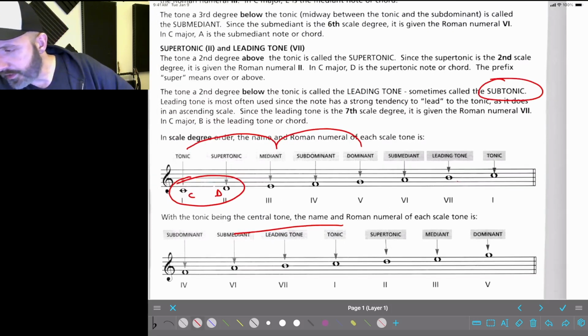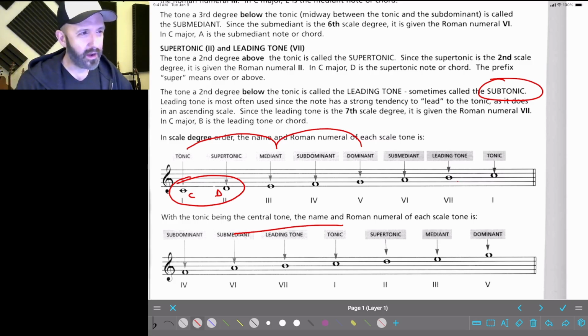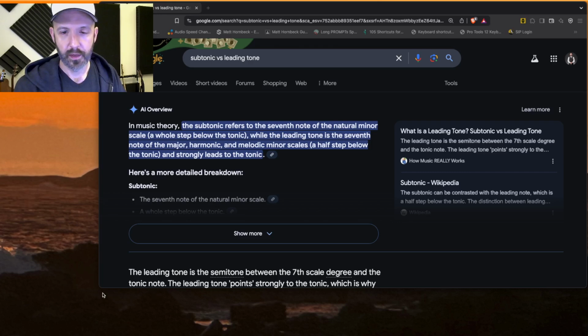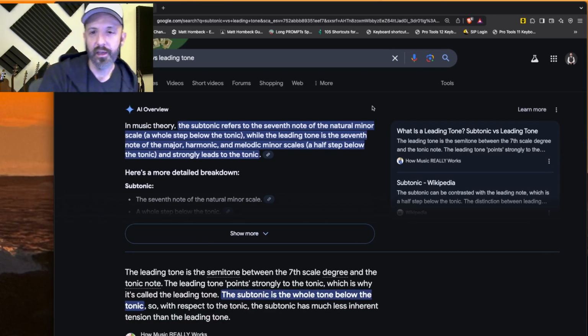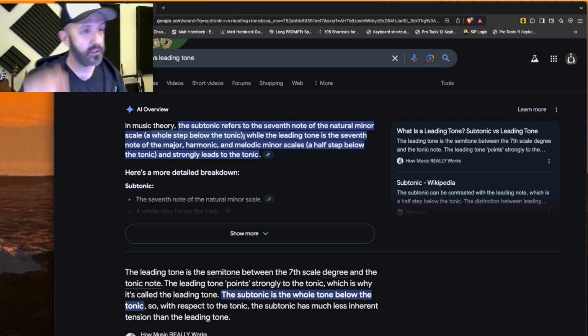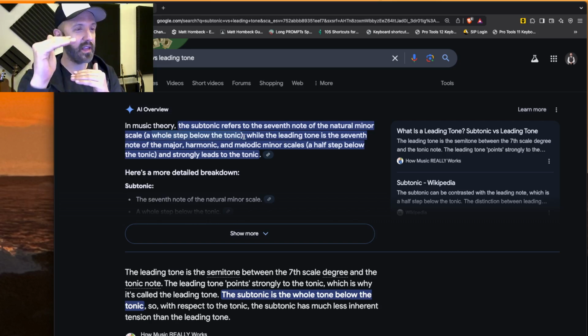Leading tone is most often used since the note has a strong tendency to lead to the tonic, as it does. All right, let me clarify that. Maybe they're saying subtonic is the same as a half step. Let me double check. According to my Google research, the subtonic is the seventh note of a natural minor scale, which would be a whole step below. So again, if they're going to share that supertonic, subtonic, they need to be the same distance, right?